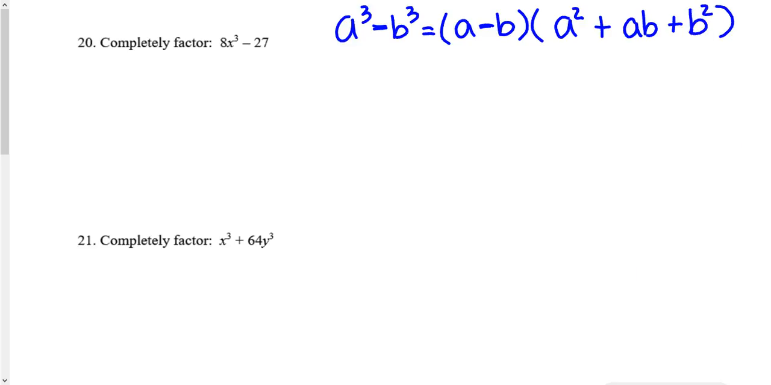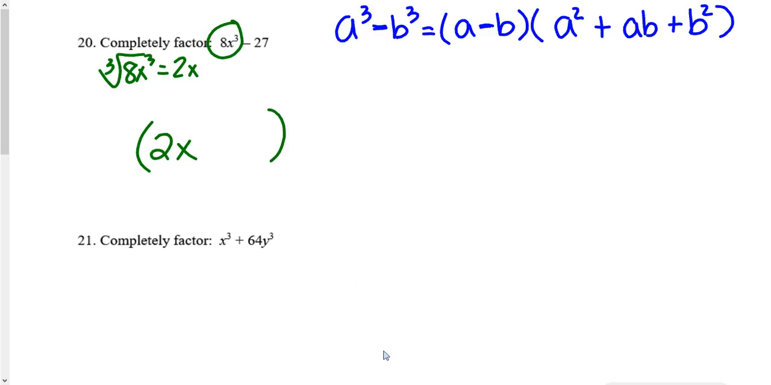So for me, if I have 8x cubed, the cube root of 8x cubed is 2x. So in my first factor here, I have a 2x. My second thing was a 27.